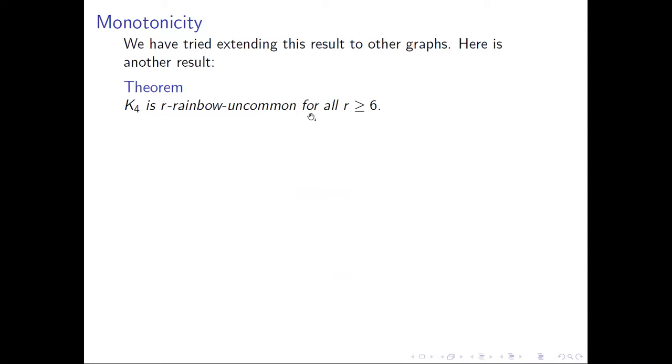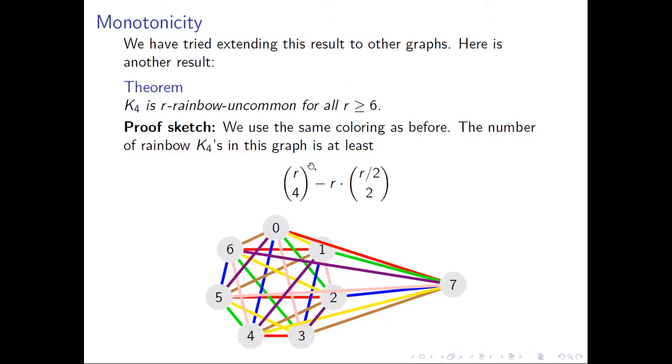And we can also extend this result to other graphs. So for example, a K4 graph, which is again the complete graph on 4 vertices, which looks like that. There are 6 edges, so we need at least 6 colors. R is greater than or equal to 6. We want to prove that all of that is rainbow uncommon.